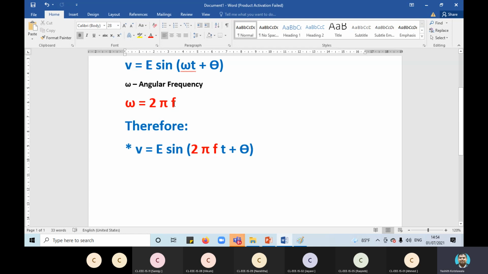Assume the frequency is 10 hertz. If the frequency is 10 hertz, what is the meaning of that? Within 1 second, the oscillation is capable of completing 10 cycles. That is what we call frequency, 10 hertz. We can say that particular oscillation is capable of fulfilling 10 complete cycles within a second.